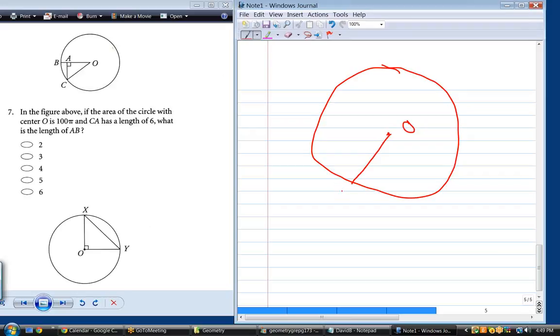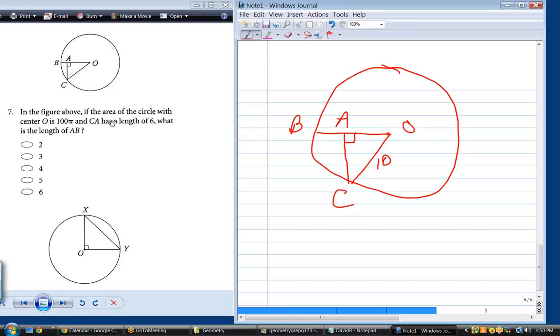Let's see. The area of the circle is 100 pi. Let's start with that information. So that means the radius has to equal 10. Where can I label 10 here? From O to B. So that's also 10. You're right. O to B is also 10.